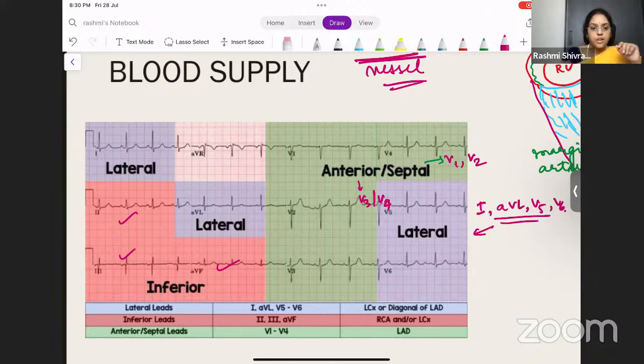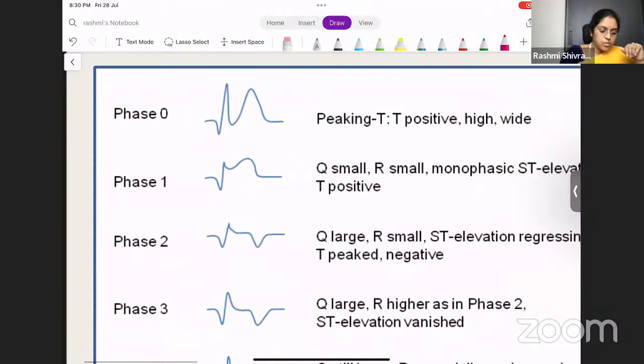That is the blood supply, in short, as well as the leads you need to look at to find the culprit vessel. What is it called? It's called the culprit vessel. Okay, so moving on, what are the ECG changes that you will observe?